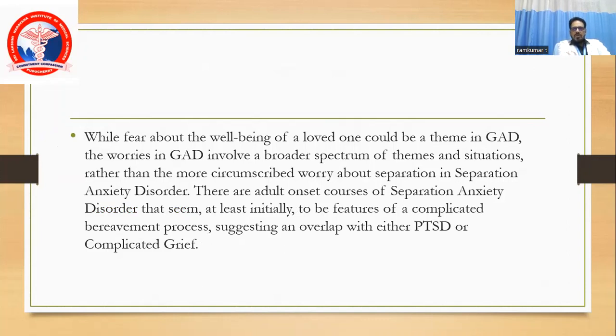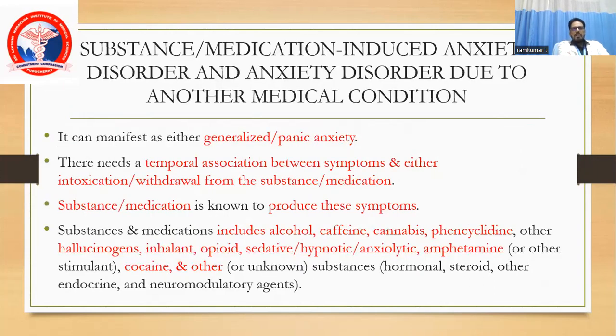There are adult onset courses of separation anxiety disorder that seem, at least initially, to be features of a complicated bereavement process, suggesting an overlap with either post-traumatic stress disorder or complicated grief. Substance or medication-induced anxiety disorder and anxiety disorder due to another medical condition can manifest as either generalized or panic anxiety.